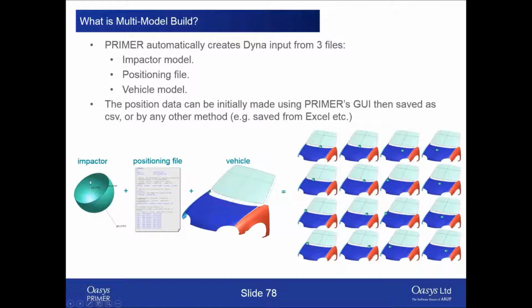The vehicle file and the impactor file is something that you'll have. The positioning file is something that you need to set up. So this positioning file here can either be set up in Primer interactively, and saved out as a CSV file, or you can set it up in Excel and then just read it into Primer.